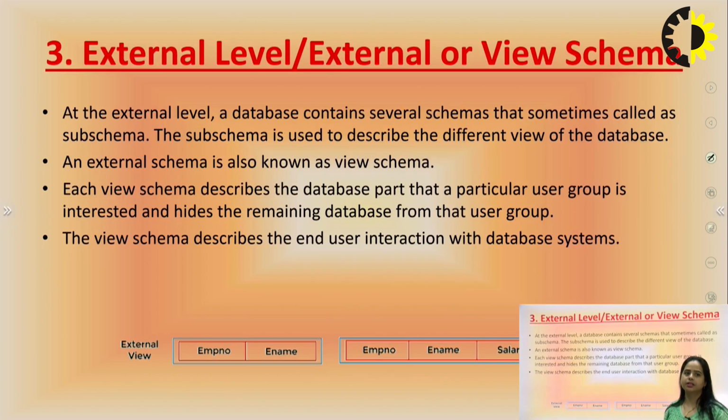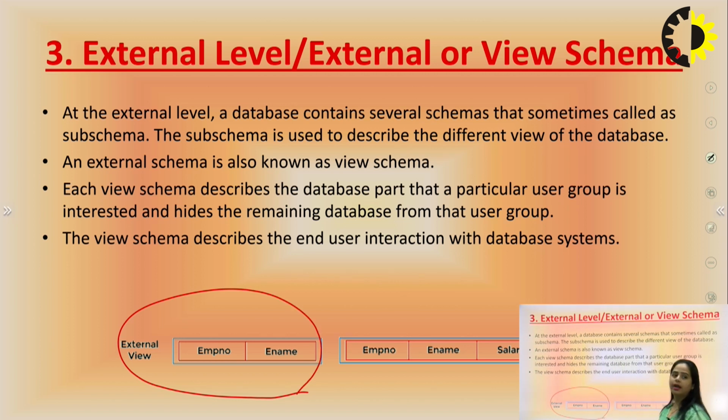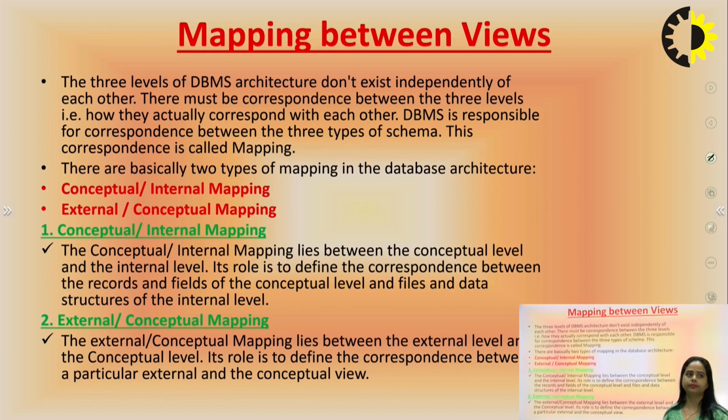Next is your external schema. This is the view schema. The part of the database that a user wants to view is represented in the form of a view. This is the external view. If some user wants only employee number and employee name, only this is represented to that employee. And if another user wants employee number, name, salary and department name, that employee can view all these details. It depends upon the user demand.